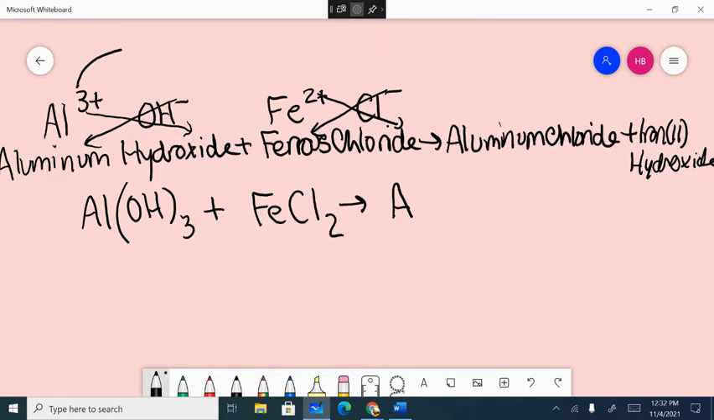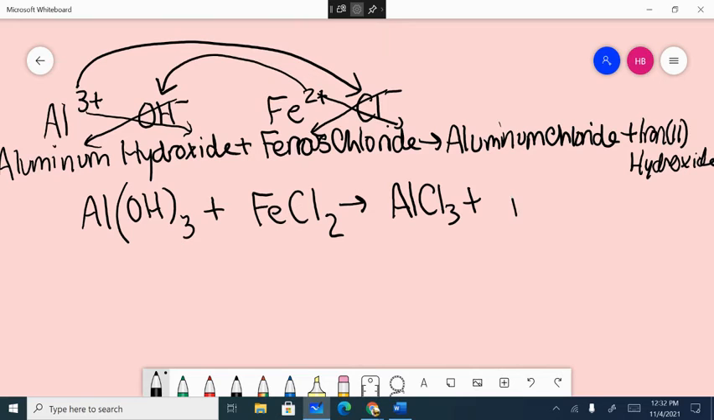Now aluminum's going to be with chloride. So it's AlCl3. And iron 2 is going to be with hydroxide. So they switched partners again. Let's go to aluminum hydroxide to start balancing. I'm going to balance by inspection in this particular lesson.